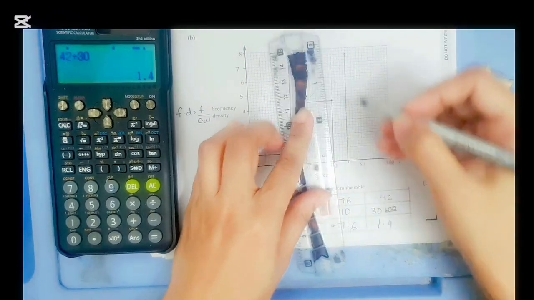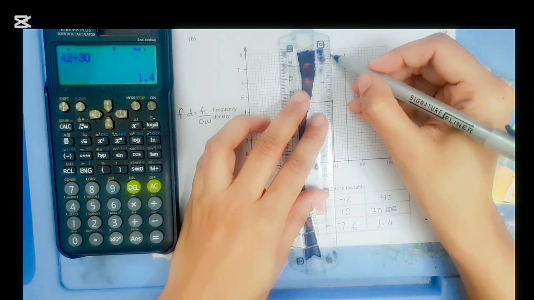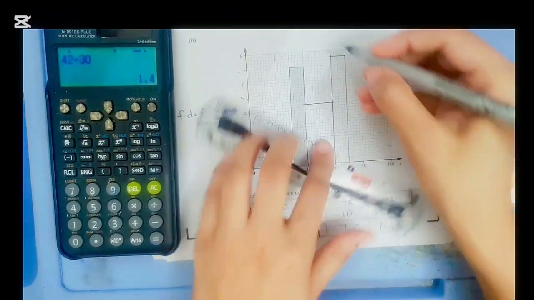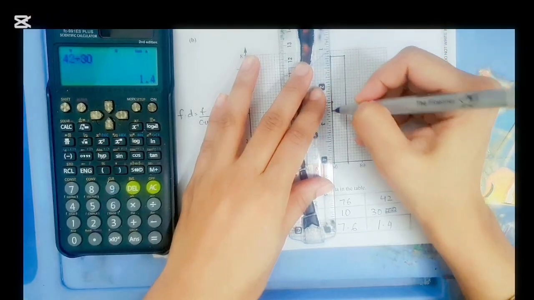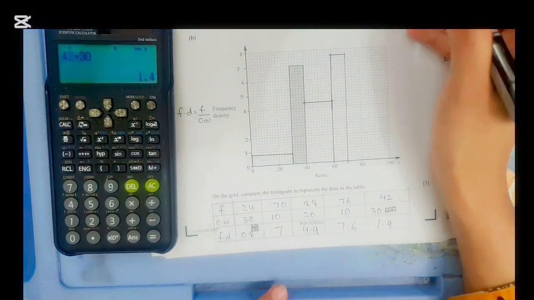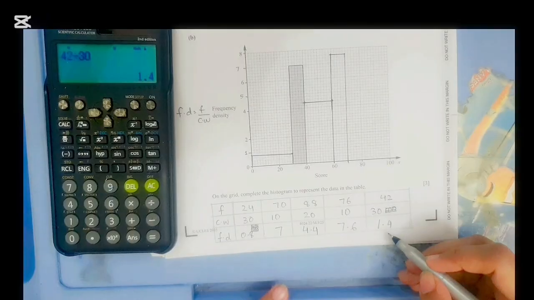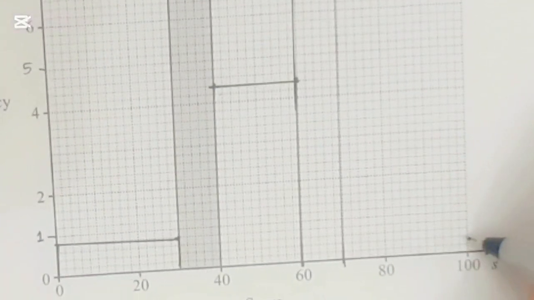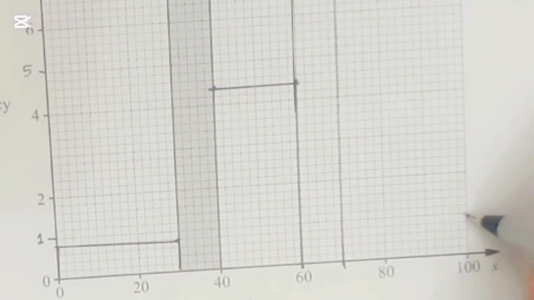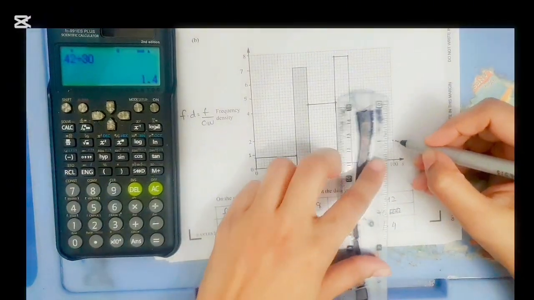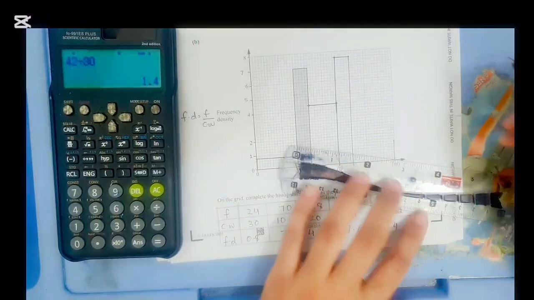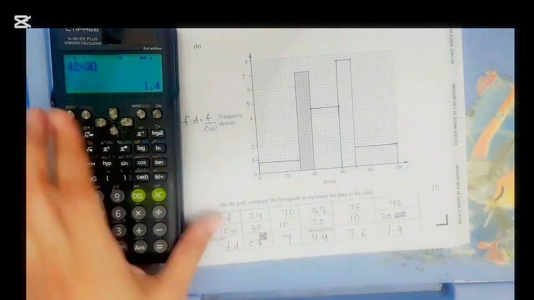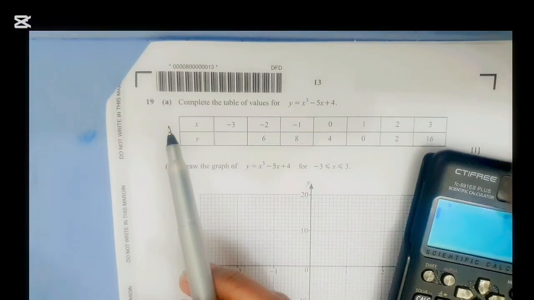We have to show this in a histogram, and in a histogram the bars are joined together. Now the last class width is 70 till 100, it means the whole, and the frequency density is 1.4. 1 is over here, and 0.2, 0.4, 0.6, 0.8, 1, so 1.4 is over here, and now I'm going to make it. So this is my histogram. We have completed this part. This is question number 19.